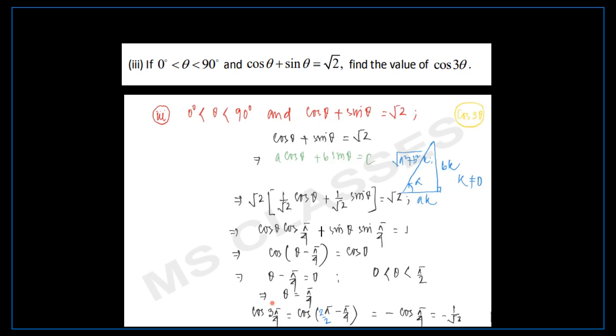We had to find the cos 3 theta value. 3 theta means 3 into pi by 4, and the value which we have got is minus 1 by root 2. So this is the value of cos 3 theta. Theta is pi by 4, so the corresponding value of cos 3 theta is minus 1 by root 2.